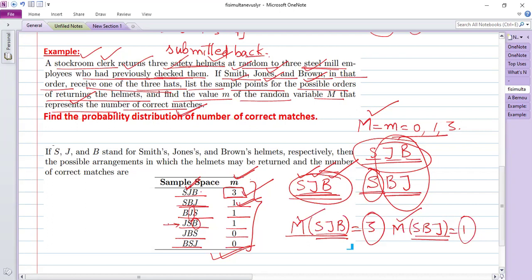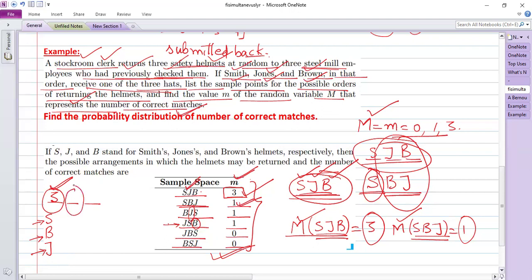Now here, one thing: how to get this sample space. Once again, look, there are 3 helmets, and the first helmet can be returned in how many ways? 3 ways. What 3 ways? The first one can be returned either by Smith or Brown or Jones. So either Smith returns first, or Brown returns first, or Jones can be the first one to return or issue the first helmet.